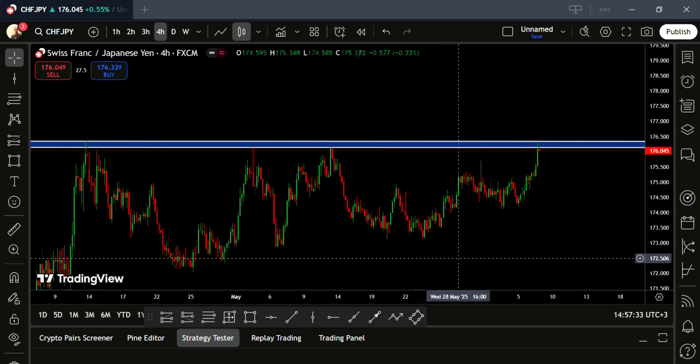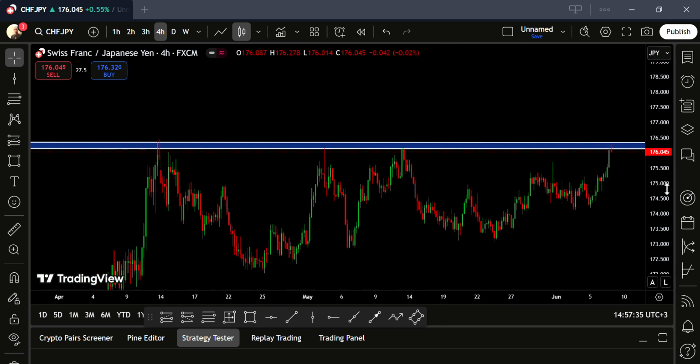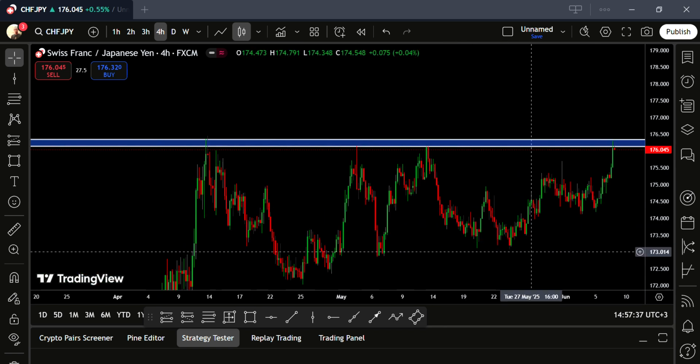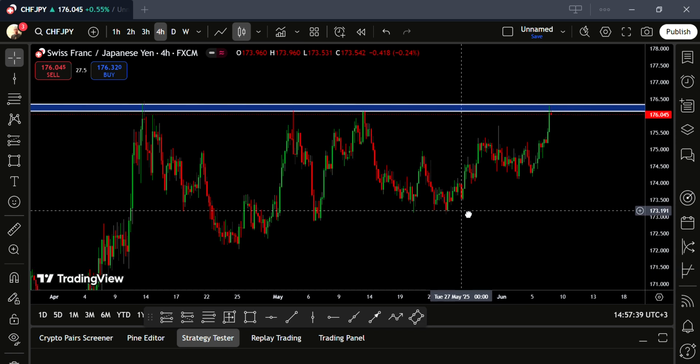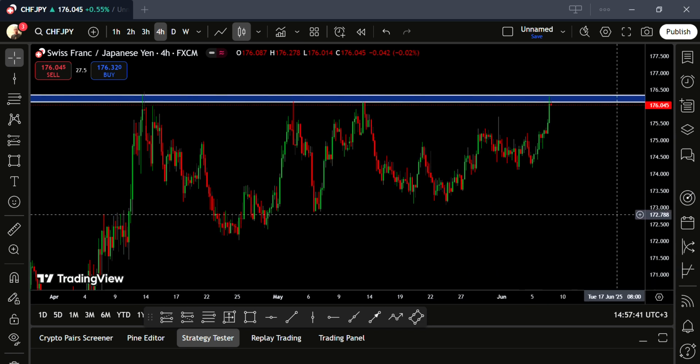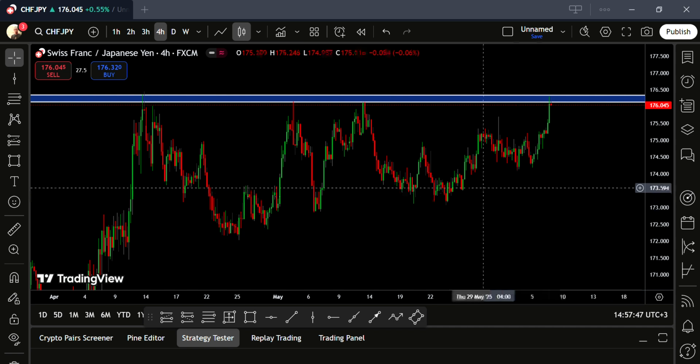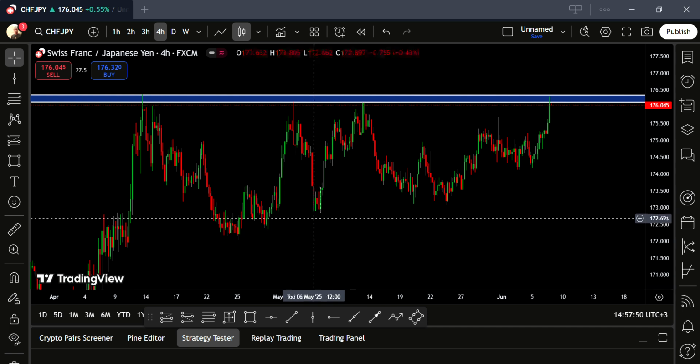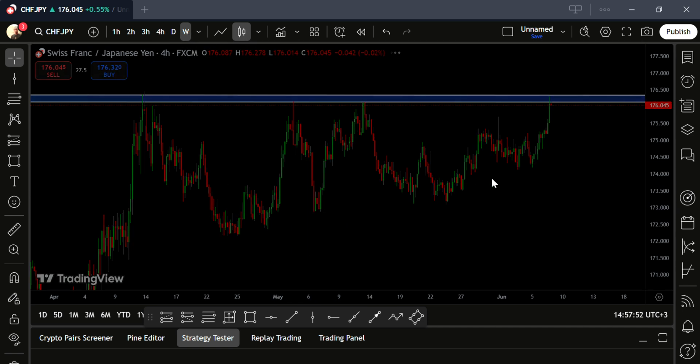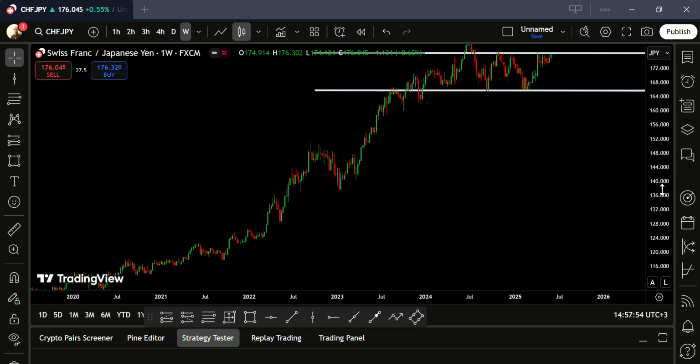So we have GBPJPY, and this is the 4-hour time frame. However, we said the strategy is we go to the high time frames, do the top-down analysis, and then end up on the lower time frames for our entries. So I'll start with the weekly time frame as my high time frame.